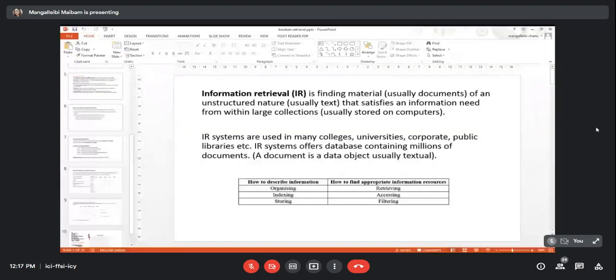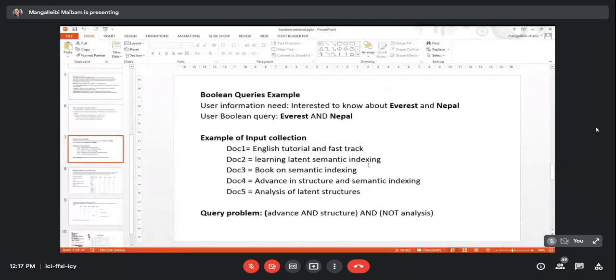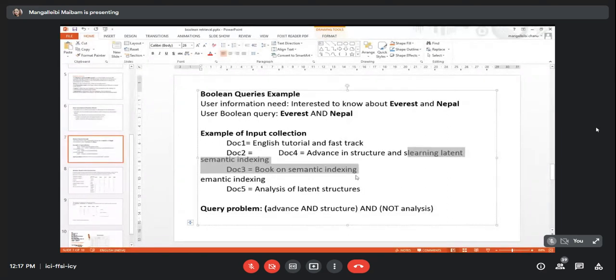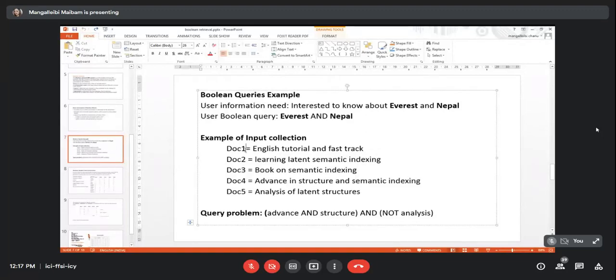So here in this example, we have 5 documents. The first document has some information. Each word is known as a term. English is a term, tutorial is a term, and is a term, past is a term, track is a term. Similarly, all the words here are known as terms. And these are the document IDs: document 1, document 2, 3, 4, and 5.